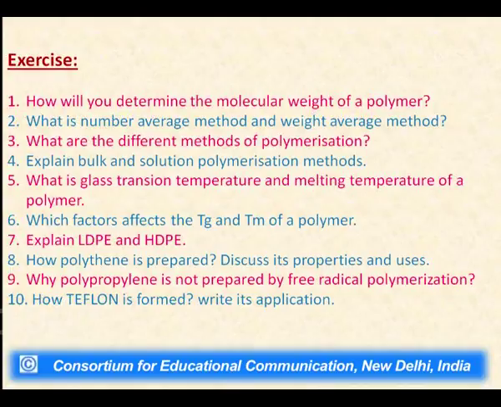Now comes a few questions based on today's lecture: how will you determine the molecular weight of a polymer, what are the number average method and the weight average method, explain the various methods of polymerization, the glass transition temperature and the factors which affect the glass transition and the melting temperature of a polymer, and the different types of addition polymers.